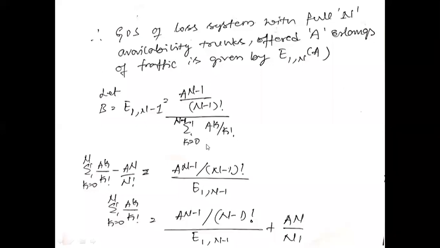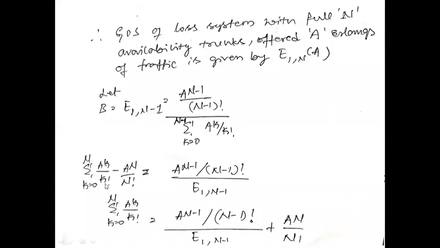Then moving on down the derivation, the denominator part has been moved to the left hand side, and the notation for the grade of service has been taken as a denominator on the right hand side. As you can see, the summation of a power k over k factorial over the interval 0 to n minus 1 has been split into two terms, which is equivalent of the same.